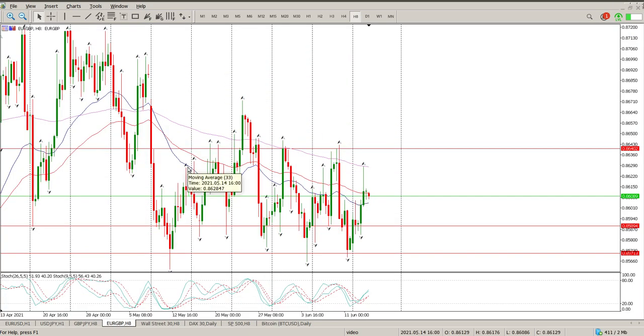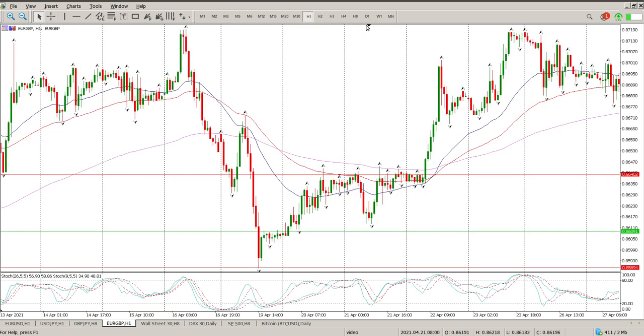Euro British pound, another one which is quite interesting. You can see we are still tracking this 155 EMA. You see we keep getting up to it and coming down. And it's another one that's above and below the moving averages on the 8 hour. The oscillators here are indicating the potential trend to the upside.